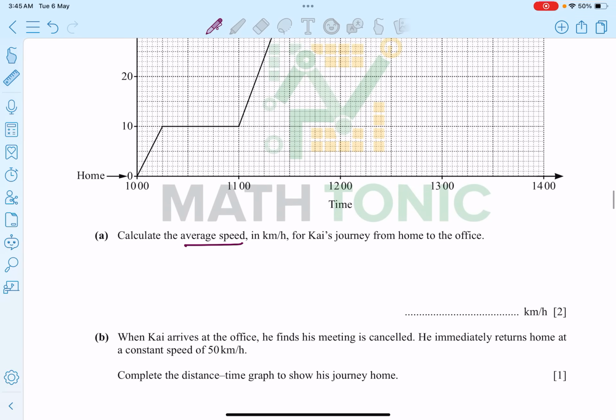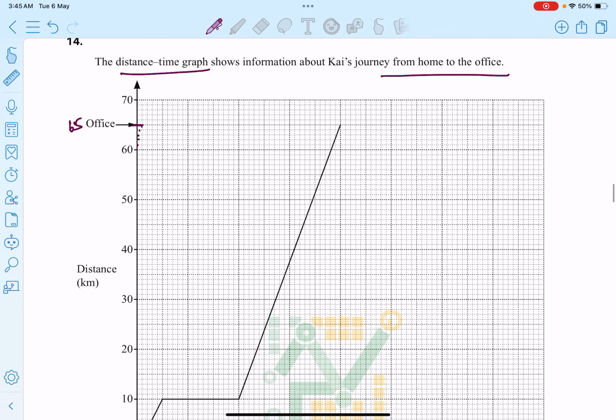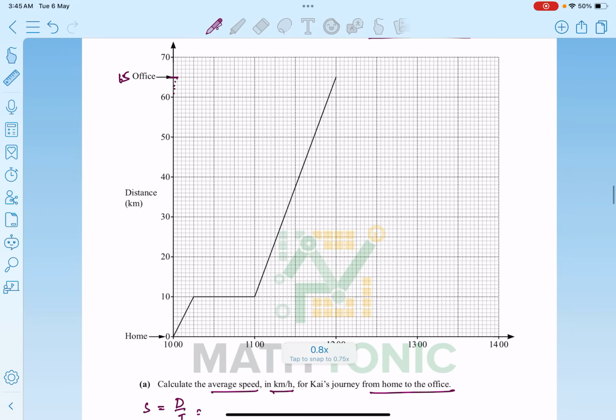Calculate the average speed in kilometers per hour for the person's journey from home to office. We know that speed equals distance over time. So how to find the speed?